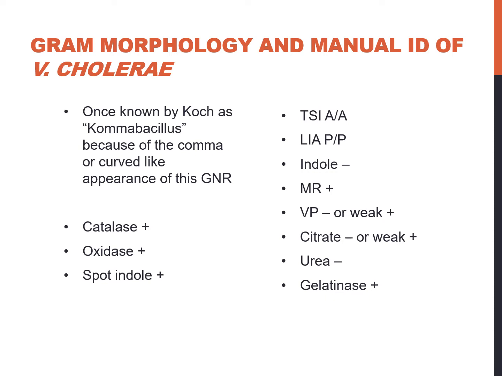Your VP is either going to be negative or weak positive. Your citrate is either going to be negative or weak positive. Urea is going to be negative, and then finally gelatinase is positive, which is interesting because there's not a lot of organisms that are gelatinase positive, but this is one, and Serratia is another one.